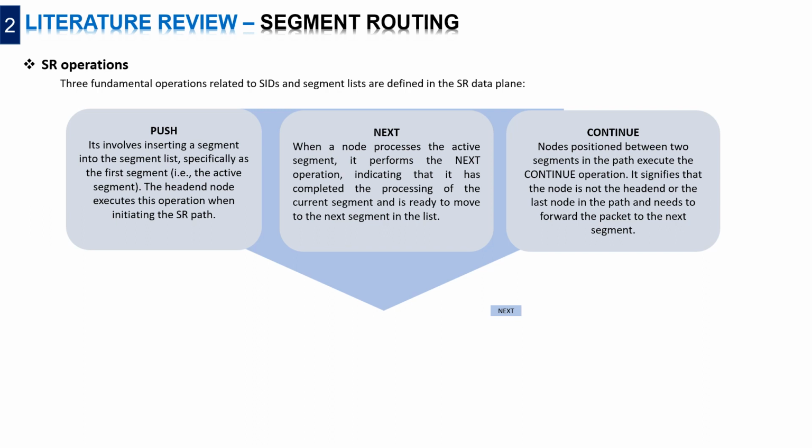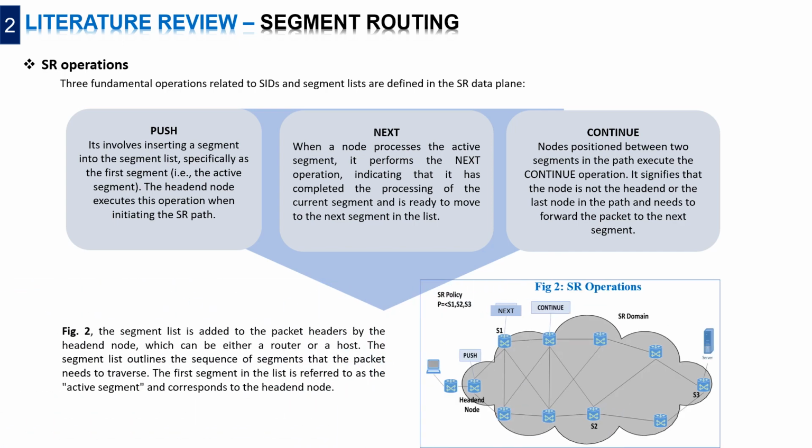Segment routing has three operations related to SID and segment. These are defined in the SR data plane as push, next, and continue. As we can see in figure 2, it shows how the traffic goes from the push to the next and continue segment, whether via a long distance or a short distance.